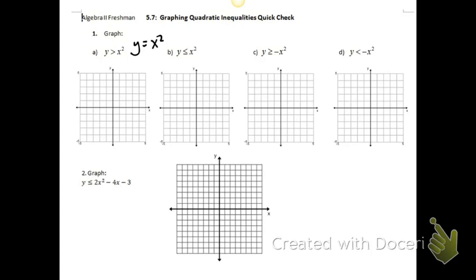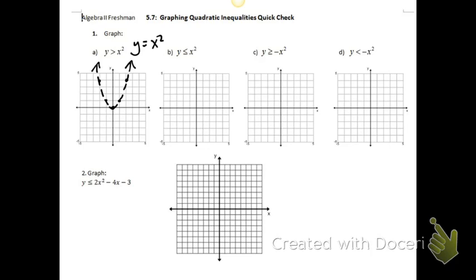If you plug in 0 and square it, you can plot 0. If you plug in 1 and square it, you get 1. If you plug in 2 and square it, you get 4. And if you use symmetry, you get the following points. Now, because it's a strict inequality, meaning it's not equal to, you should have made your parabola dashed like so.